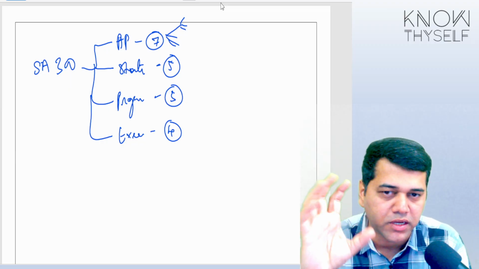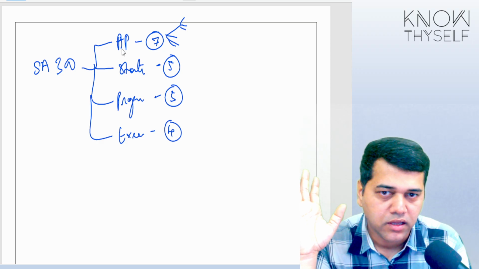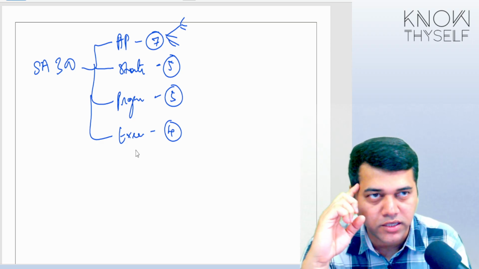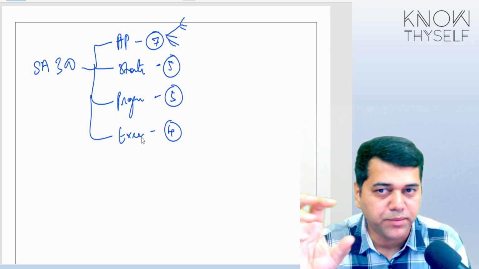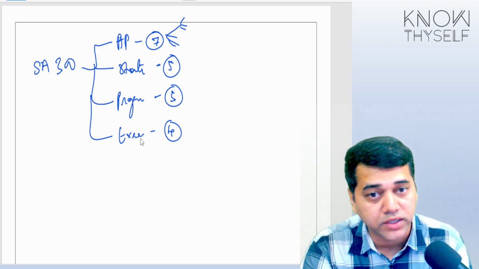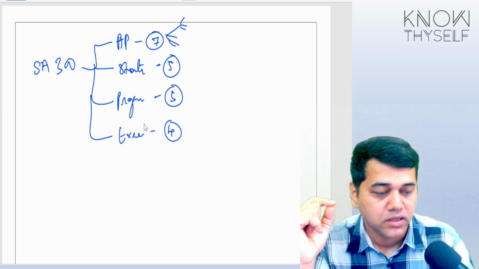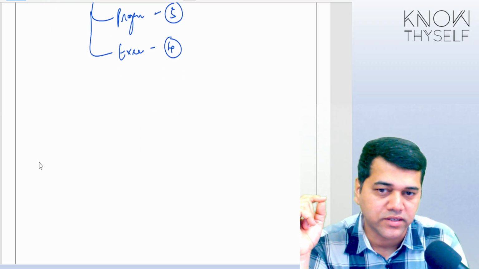SA 300 means primarily 4 areas: audit planning, strategy, program. Then you can relate to the question depending upon the keyword. Then you should say, okay, what they are trying to ask here. Then we started with SA 600.